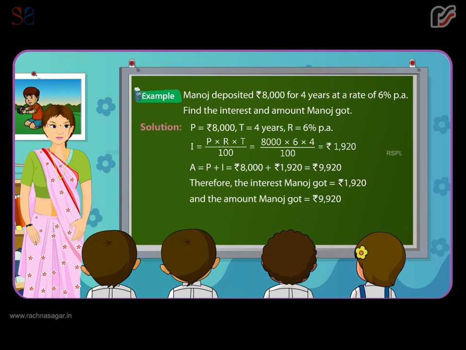1,920 rupees. A is equal to P plus I is equal to 8,000 rupees plus 1,920 rupees is equal to 9,920 rupees. Therefore, the interest Manoj got is 1,920 rupees and the amount Manoj got is 9,920 rupees.